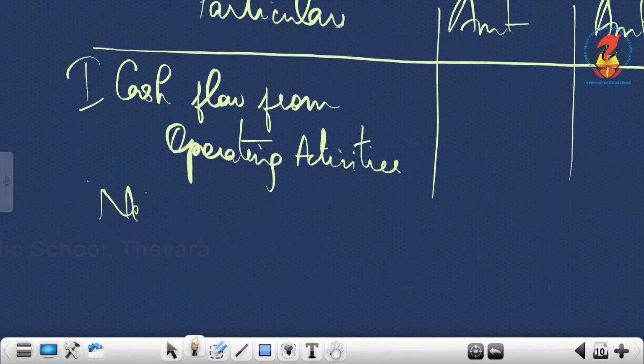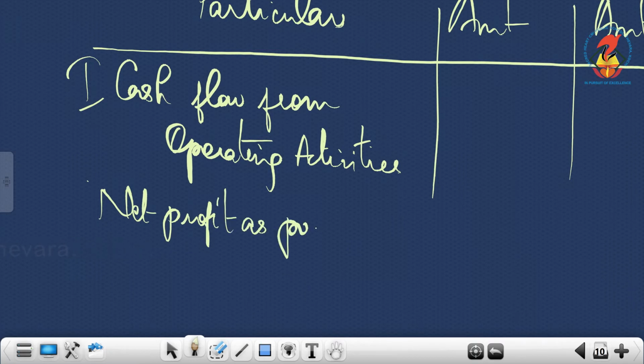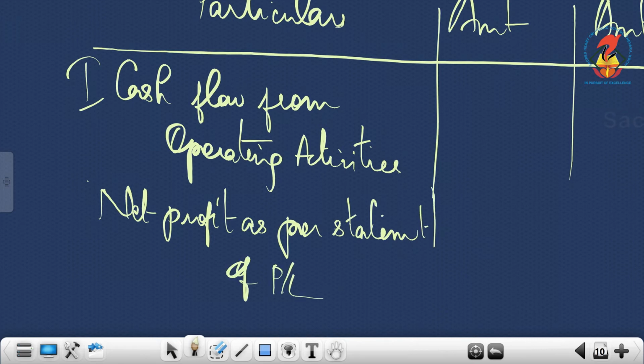Below that it is net profit as per statement of P&L. So it's closing minus opening. Here the closing figure is 2,50,000, opening is 1,10,000, so it's 1,40,000. Write it in the column.